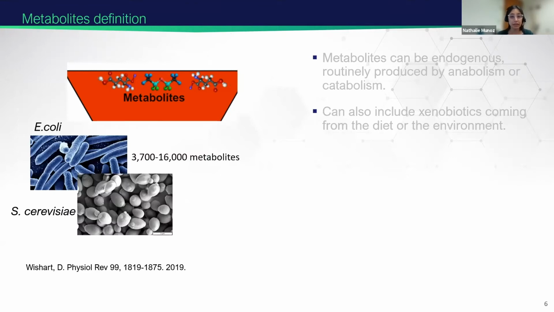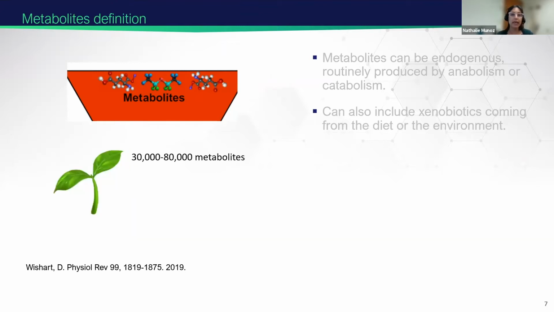For microorganisms, similar to the ones that we'll focus on in the tutorials in the afternoon, like E. coli and S. cerevisiae, there are estimates of between 4,000 to 16,000 metabolites. So this would be the total metabolome in this type of organism. Individual plants are thought to have between 30,000 to 80,000 metabolites. And if we think about the entire plant kingdom, the estimates are about 200,000 to 1 million metabolites.